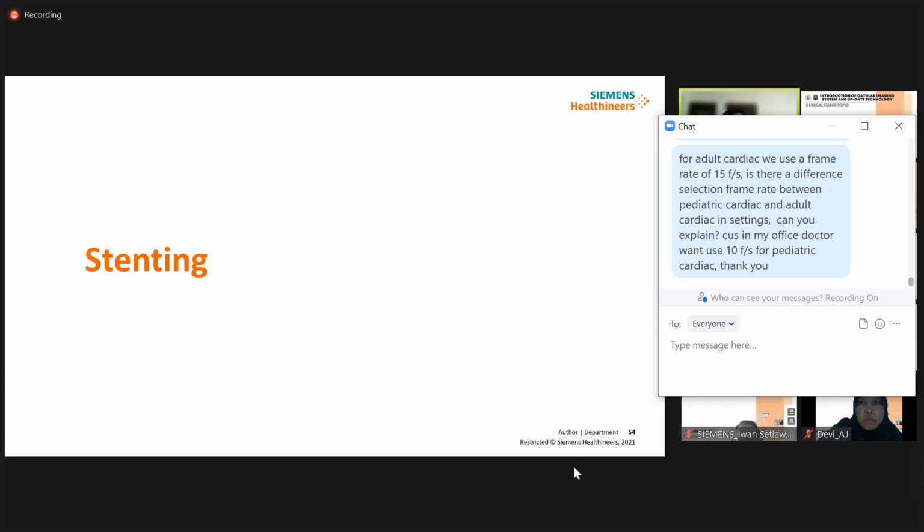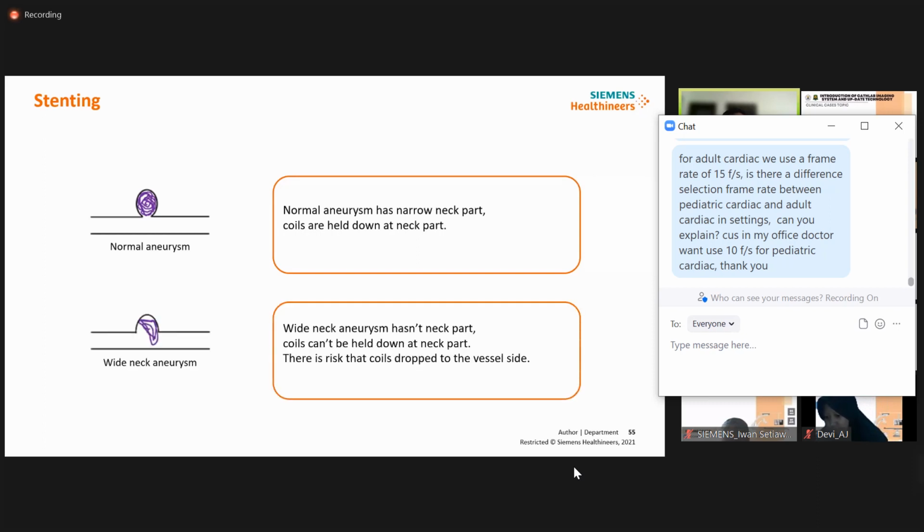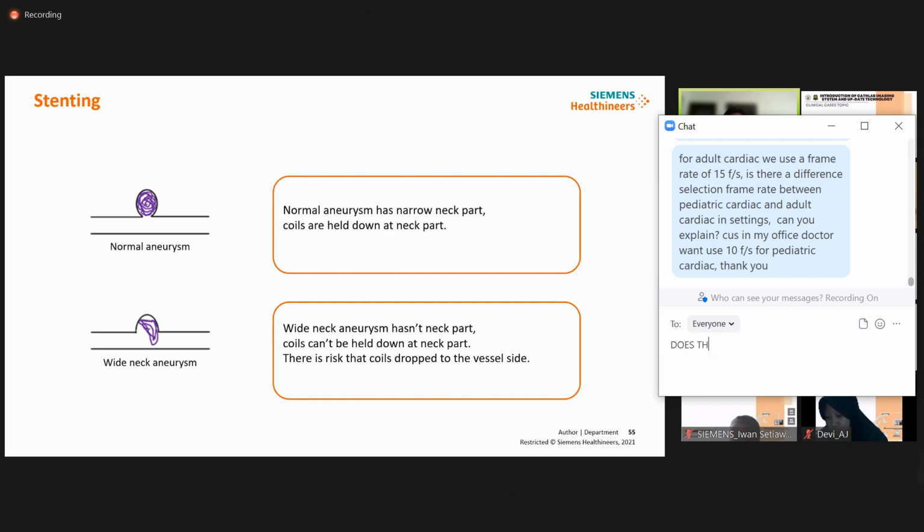But sometimes this step will be skipped, so it depends on the aneurysm shape. A normal aneurysm has a narrow neck port, so the deployed coil is held down at the neck port. On the other hand, if an aneurysm doesn't have a narrow neck port, it's called a wide neck aneurysm. The deployed coil cannot be held at the neck port. It means there is a risk of coil dropping to the vessel side.